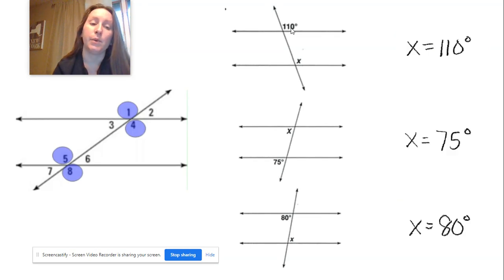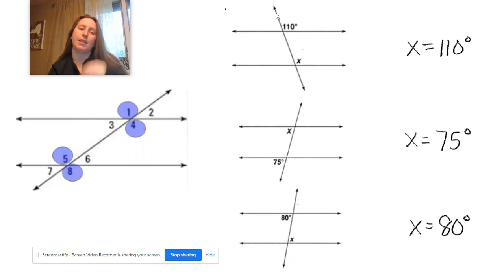Okay, for this one, again, this is what I was talking about in the last video, that sometimes the transversal line goes in the opposite direction, but the same properties still apply. So 110 and X, if this were going the opposite way, are kind of where the 2 and the 6 are. They are the exact same color, which means these two angles are the exact same thing. So you should get X is equal to 110.